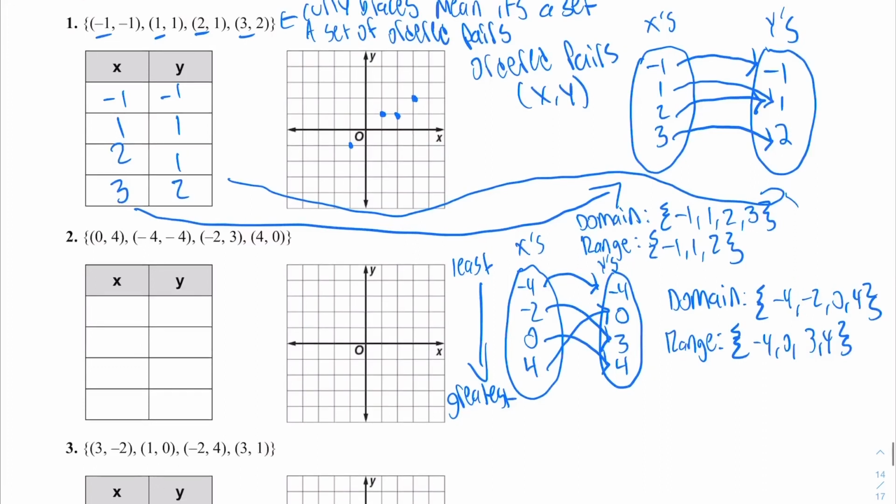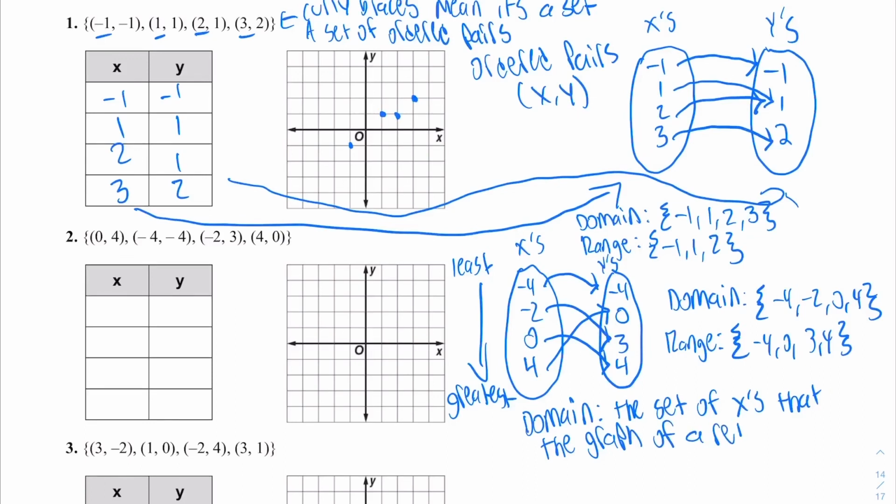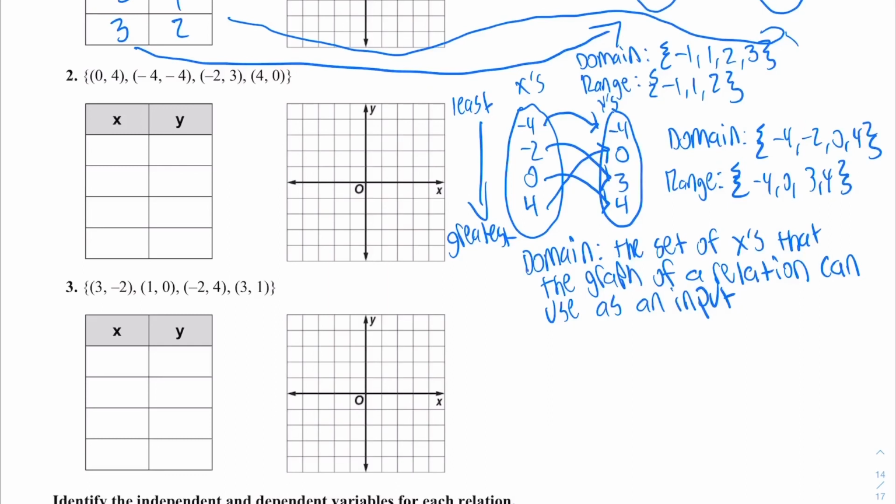The actual definition for domain and range: domain is really the set of x's that the graph of a relation can use as an input. There are some x's that a graph couldn't use for an input, and if it can't be used as an input, then it's not going to be in the domain.